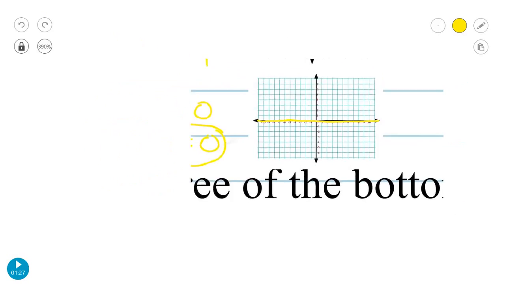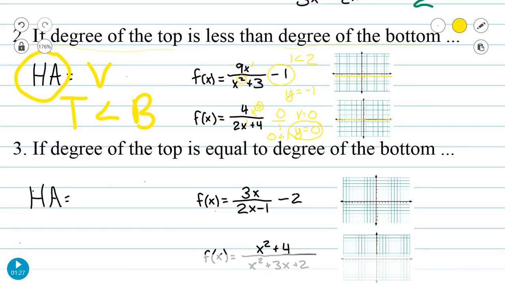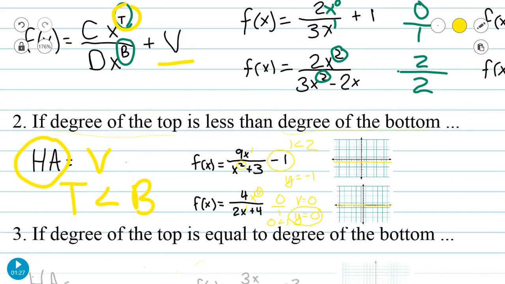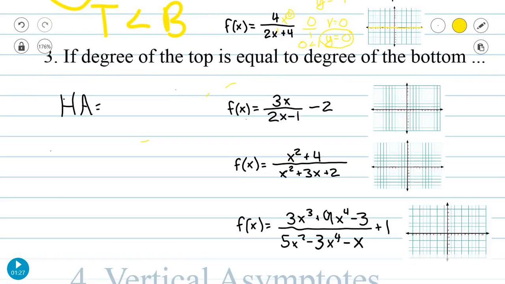If, on the other hand, the degree of the top is equivalent to the degree of the bottom, we do something a little different. So let me scroll up a little bit here so we can take a look at my standard form graph. So if the degree of the top, we'll say t, is equivalent to the degree of the bottom, b, then I take the ratio of the coefficients, that's c over d, and I add them to the vertical shift.